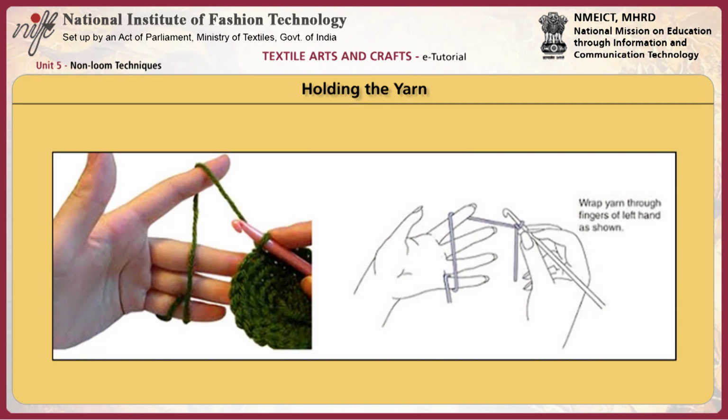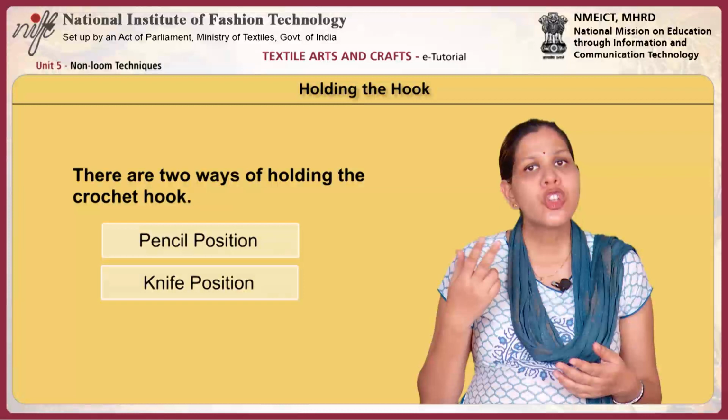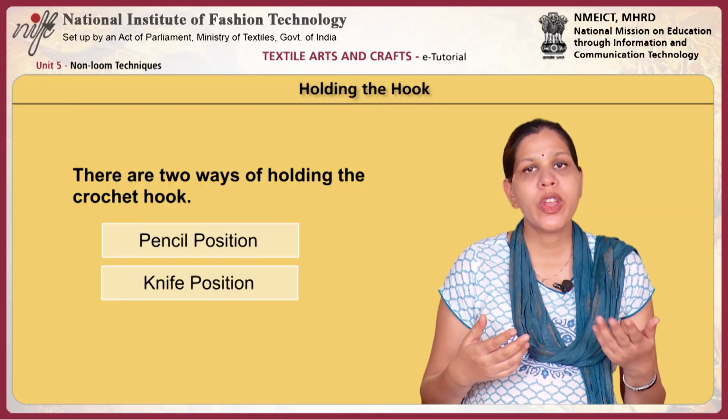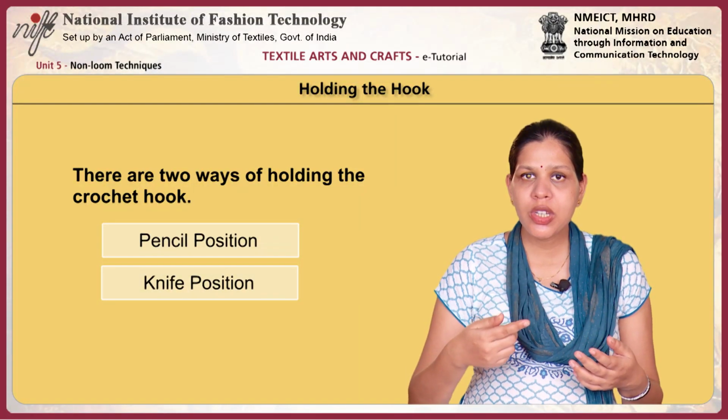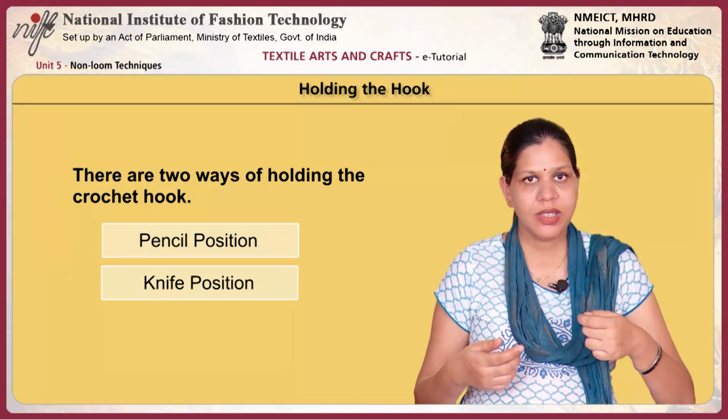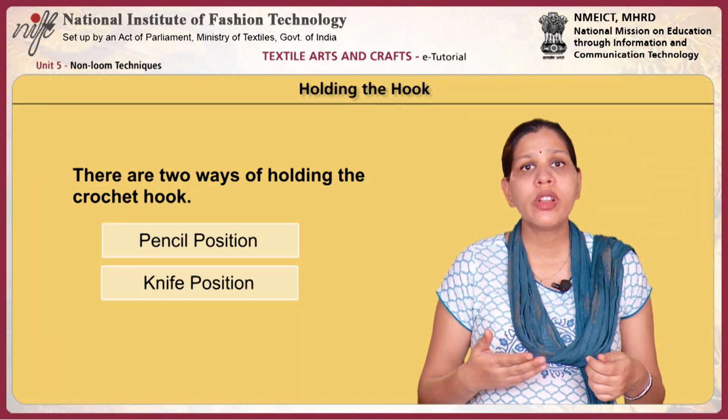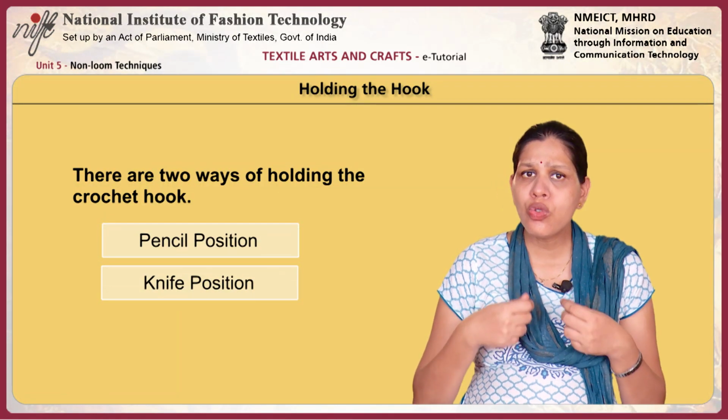The yarn used for crochet may be threaded through the fingers. This provides extra tension and control of the yarn and at the same time lends flexibility in the flow of movement from hand to hook. There are two ways of holding the crochet hook: the pencil position and the knife position. Be careful not to hold the hook too tightly or too close to the tip.